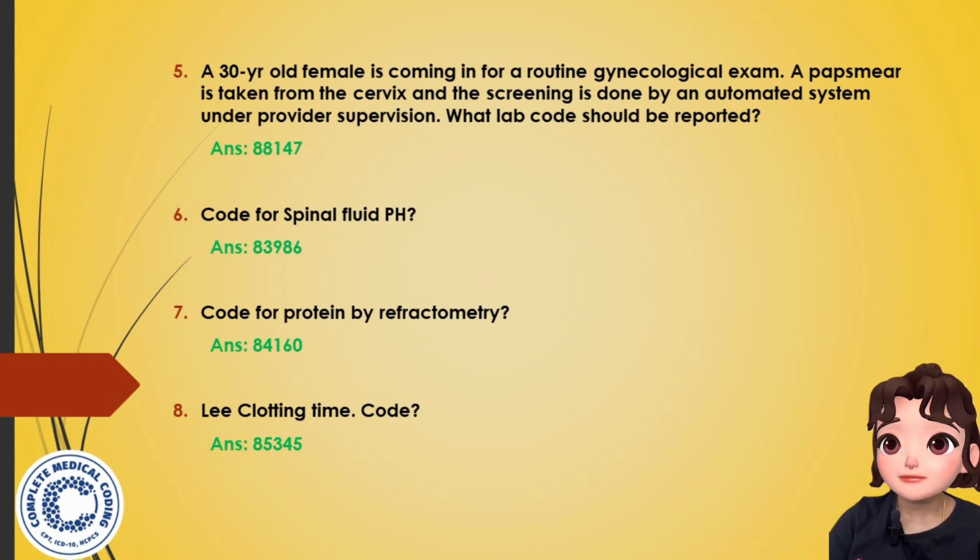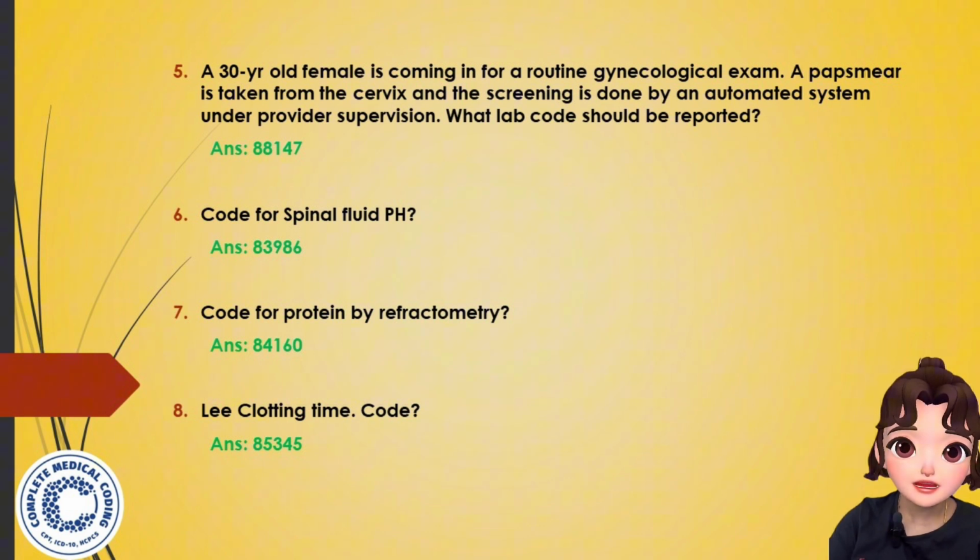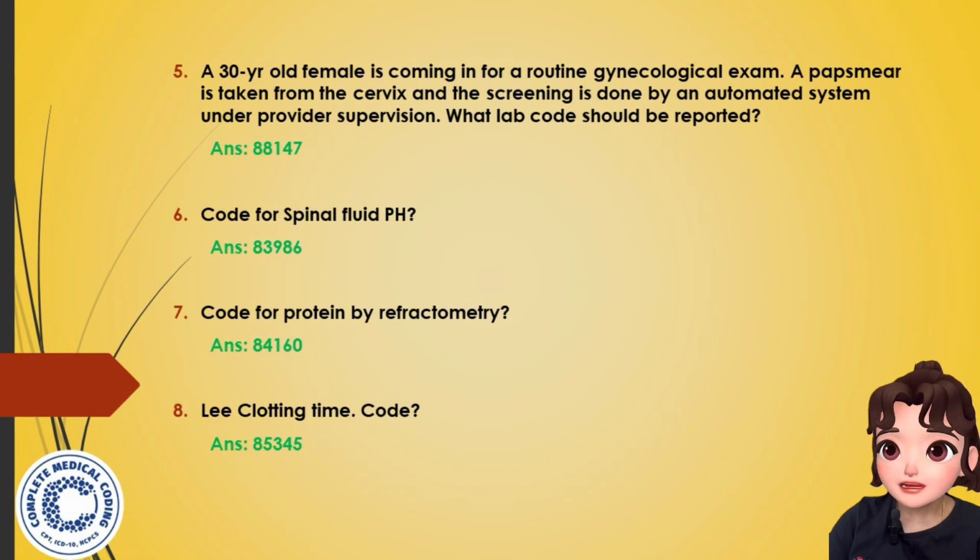Code for protein by refractometry. Check for the protein code and then check the option for protein refractometry. The answer will be 84160. Now, Lee clotting time. What is the code for Lee clotting time? Clotting time, the answer will be 85345. Just check for clotting time in the index page.